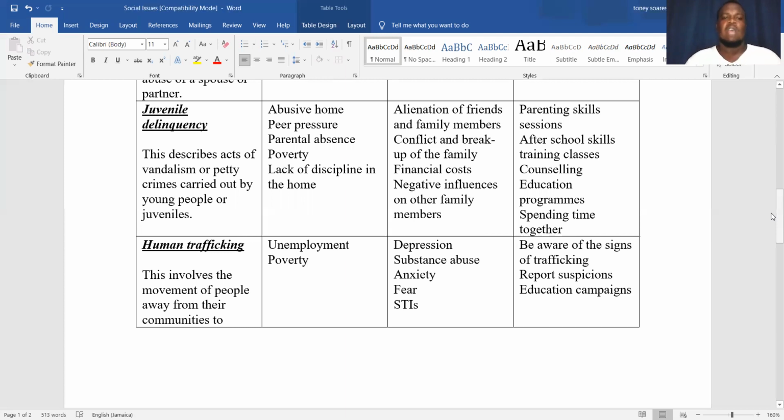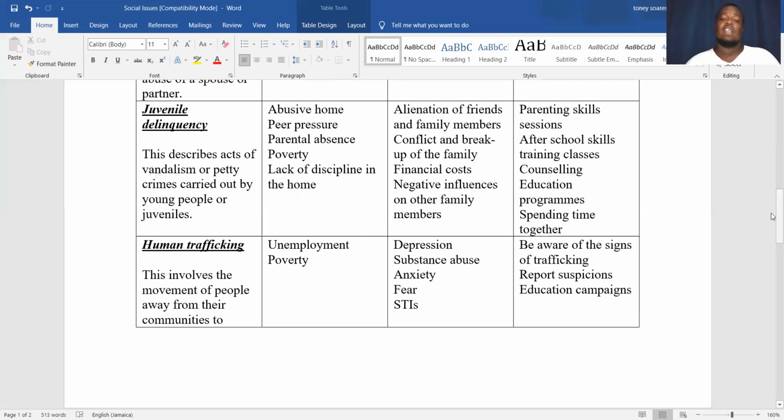There's also lack of discipline in the home, right? So the child just acts out because there's really no supervision. There are no rules and sanctions if the rules are broken. Consequences: alienation of friends and family members. Friends and family members may not want to have anything to do with the delinquent, right?